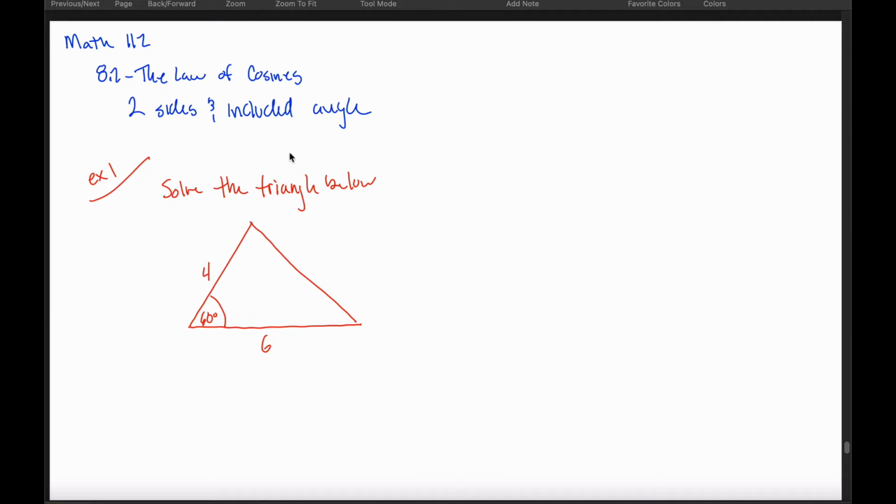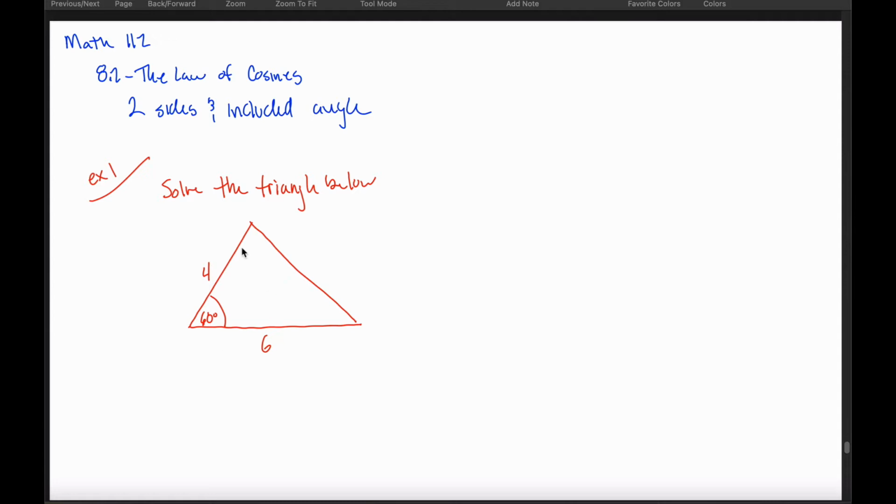The law of cosines, you could either be given two sides and one angle, and you're like, wait a minute, that's the same as with the law of sines. Right, but with the law of sines, the angle could not be the included angle. So one of the cases of the law of cosines is if you have two sides and the angle in between those two sides, as pictured right here.